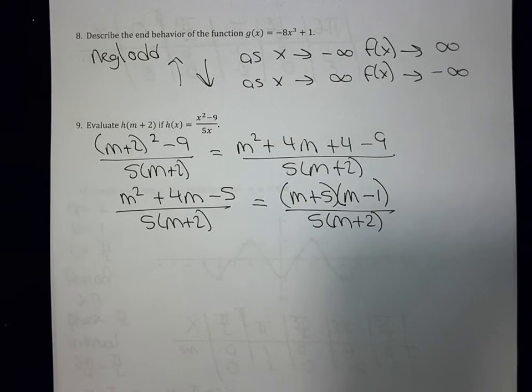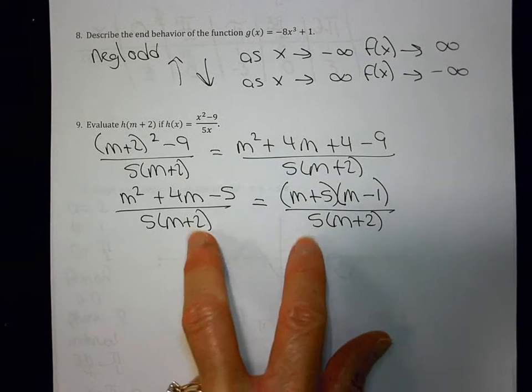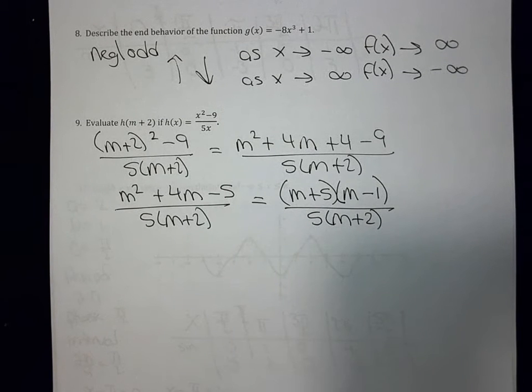Number 9 is that difference quotient thing I talked about. You're just plugging in the m plus 2 into the x. In this case, you really can't factor anything, so I would accept pretty much either one of those as an answer.